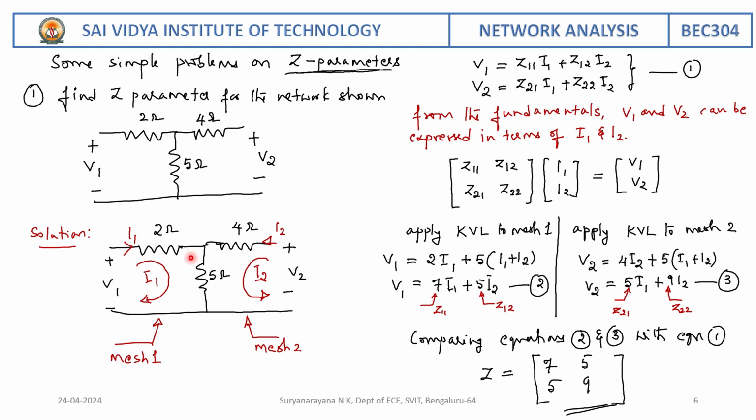Here we have to assume the direction of current flow in this network. For this Z parameter, we are going to apply Kirchhoff's voltage law. Since I have a voltage source here, I am applying the current I1 in this direction. Here we have voltage source V2, therefore we are assuming the anti-clockwise direction of current. So from the definition, we are going to express V1 and V2, that is input voltage and output voltage, in terms of the currents I1 and I2 as follows.